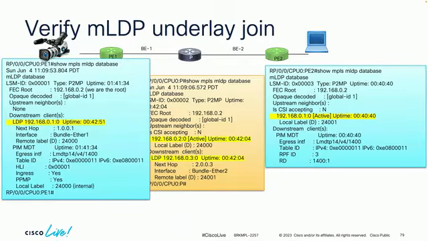So here we will be able to see two entries. One is my upstream neighbor and another one is my downstream neighbor. That is, who has sent me the join and where I am sending my join to. So these entries will show you whether your underlay tree is being set up or not for any given PE.